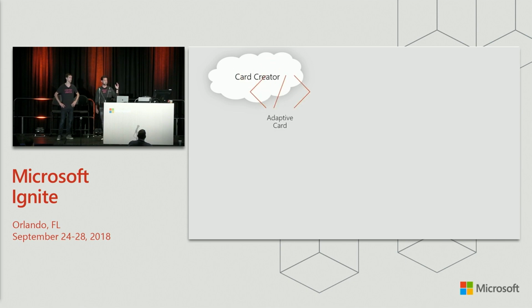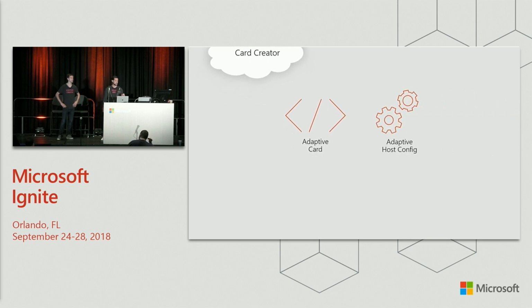They're creating cards. Sometimes they come from the cloud. Who knows really where they're coming from? But ultimately, someone creates an adaptive card. That gets combined with a concept we call the adaptive host config. And this is another JSON file I'll show you in a minute, but this is the host stuff.